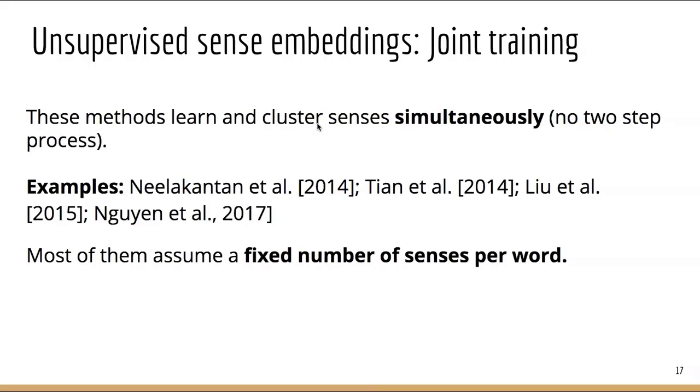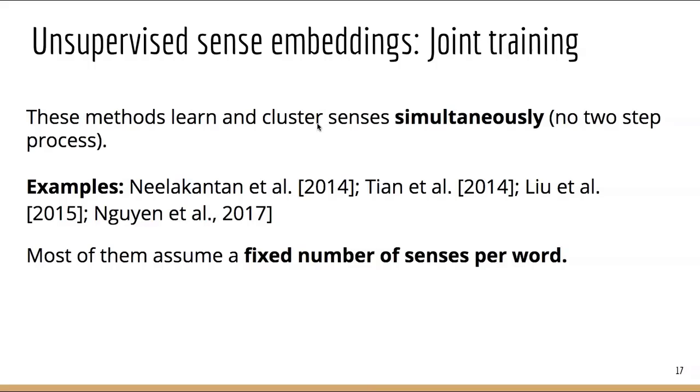The second kind of approach is joint training. What these methods do is learn and cluster the senses simultaneously. So they are not a two-step process where you first cluster the words by meaning and then learn the representation. As I mentioned, in those kinds of approaches, you could use, for example, common word embedding approaches.